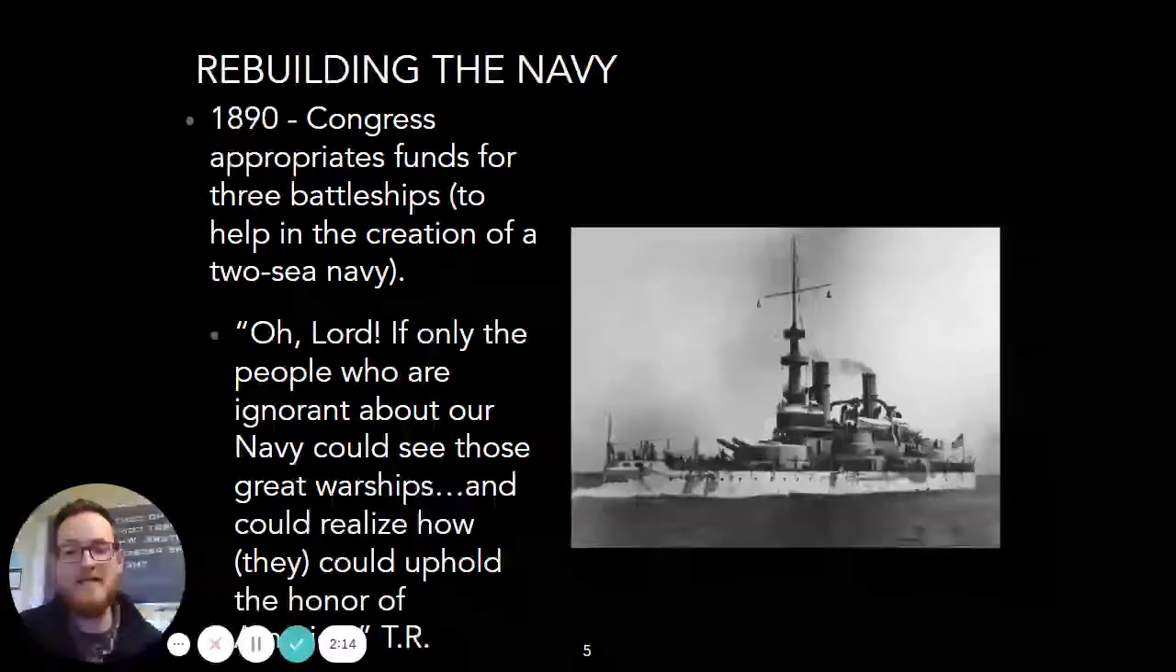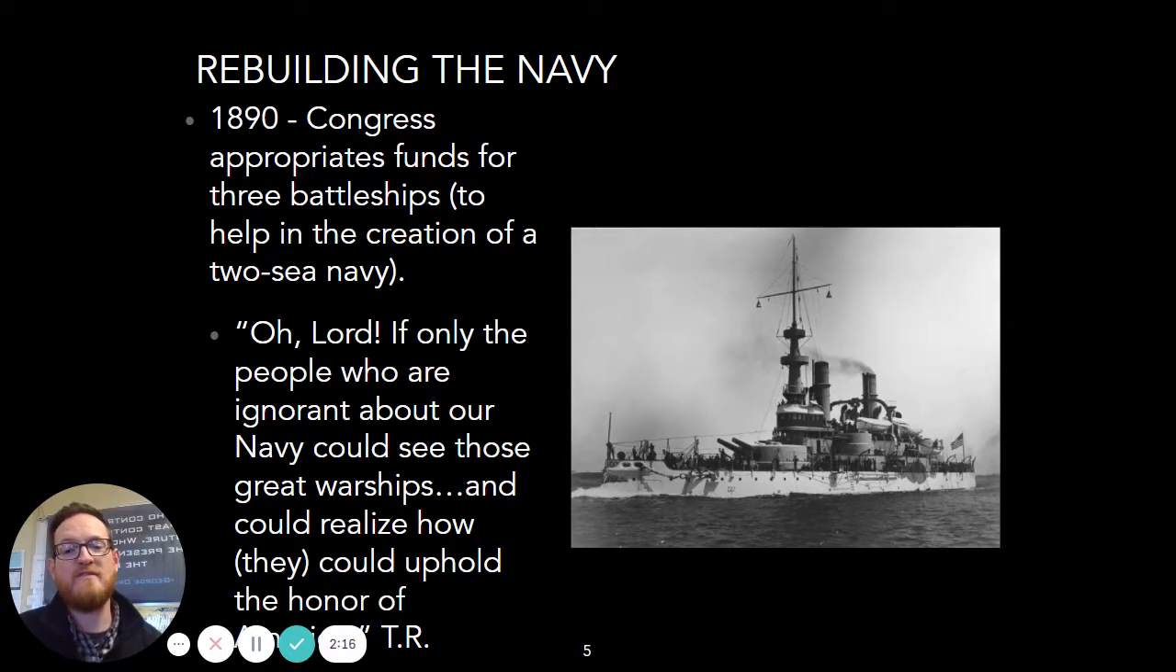In 1890, you will see that Congress appropriates funds for 3 battleships to help in the creation of a two-sea Navy, both the Atlantic Ocean and the Pacific. Before this, again, we had no concern or no need to have a Navy in the Pacific. And you see Teddy Roosevelt's quote there: "Oh Lord, if only the people who are ignorant of our Navy could see these great warships and they could realize how they could uphold the honor of America."